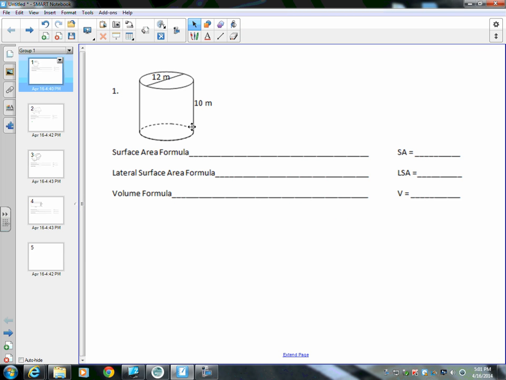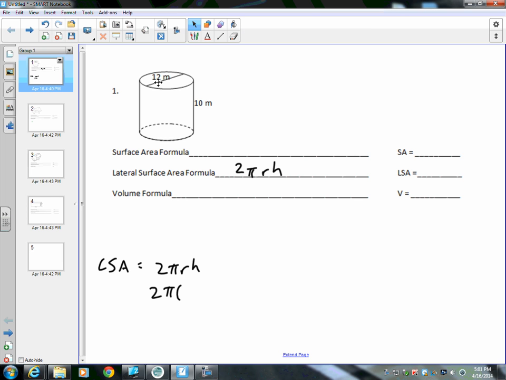Let's start with the cylinder. So a cylinder, let's look for lateral surface area first. Lateral surface area, the equation for a cylinder is 2 pi r h. Okay, now let's plug those numbers in. So lateral surface area, 2 pi r h. First, we need to look for our radius.